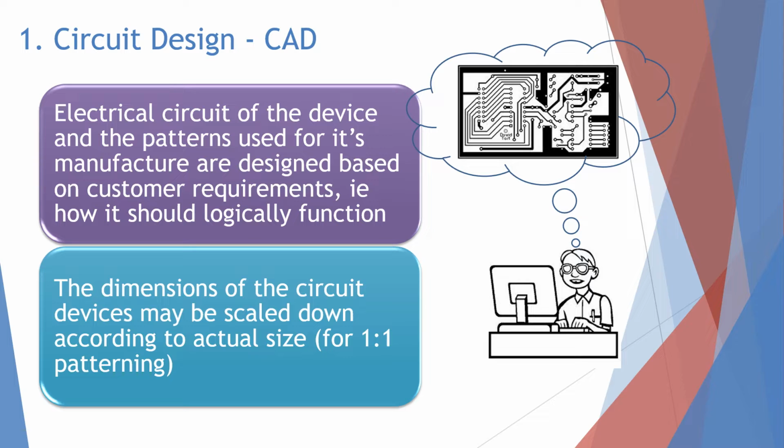The dimension of the circuit can be scaled according to the actual size up to 1:1, or it can be bigger, depending on the process that you're going to use for printing on the IC board. For example, there will be a lot of types of lithography that you can see later. Some of them require a scale of 1:1 mask, and some of them you can use a bigger one, so that later the light can be used to focus to make it into a smaller circuit.